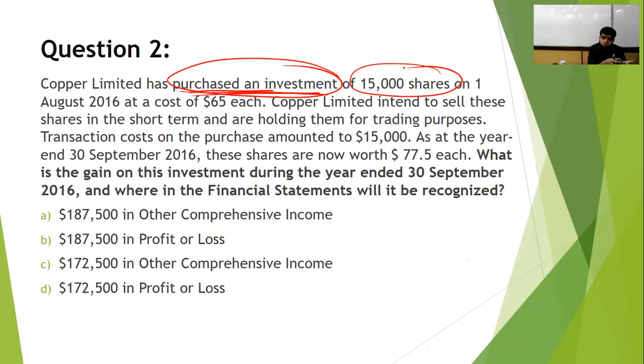Now let's read out the question. What does the examiner require, or want? That on 1st August 2016, at a cost of $65 each, Copper Limited intends to sell these shares in the short term. Please let me know whether this investment should be recognized as fair value through P&L or fair value through OCI.